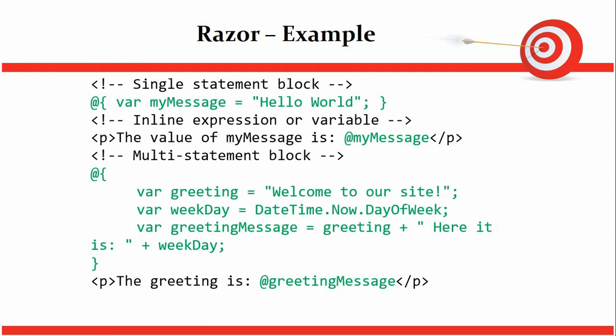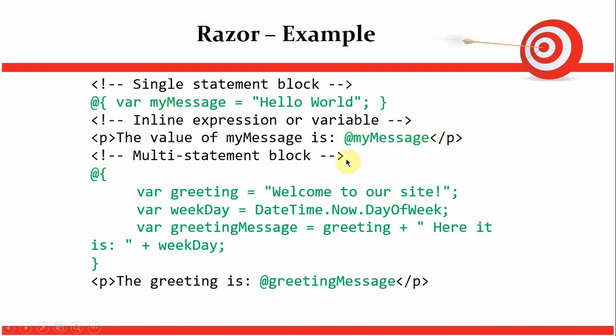The next line, the third line, is an HTML comment. The fourth line, paragraph tag, it's HTML. Paragraph, the value of myMessage is. And here I want to just print the variable's value. All right, so that's an inline expression. You see, no brackets around it, just @, and then I put myMessage. And then I continue with HTML code.